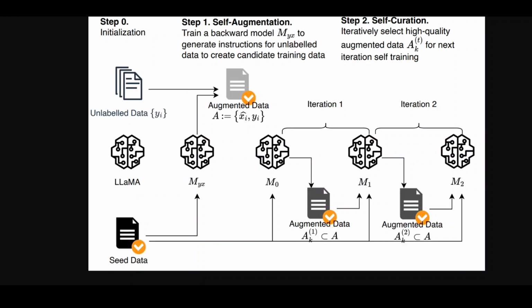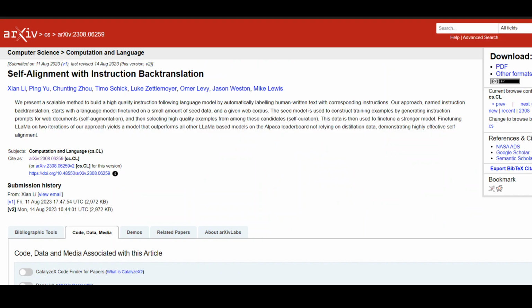Now, the objective of this paper, and I will share the link in the video description, is to develop a scalable method for building a high quality instruction following language model by automatically labeling human written text with corresponding instructions, referred to as instruction back translation.